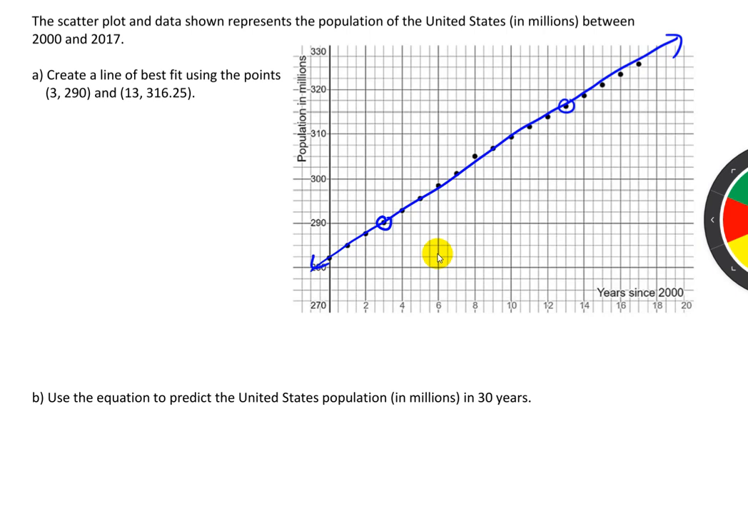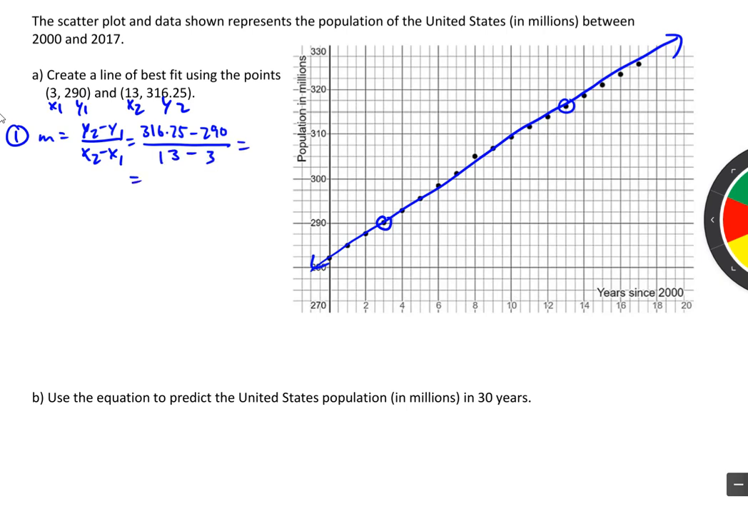We're trying to create an equation of a line for this. Again, the first step is we need to find the slope between the 2 points. So this is x1, y1, and this is x2, y2. That's our first step. We need to calculate the slope: y2 minus y1 divided by x2 minus x1. So 316.25 minus 290, and we divide this by 13 minus 3. Basically, I'm just going to calculate that for you.